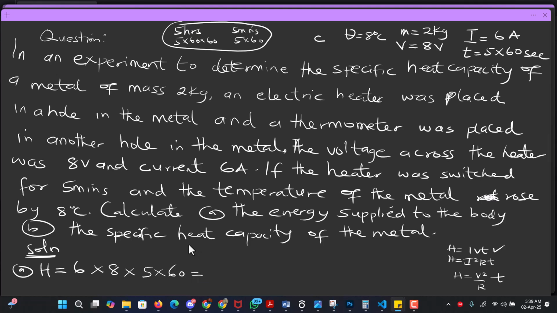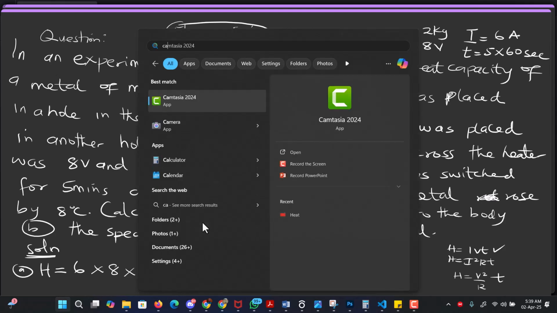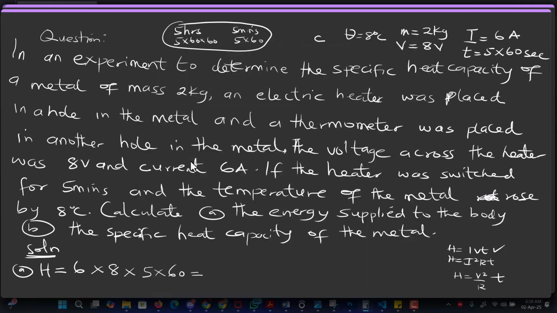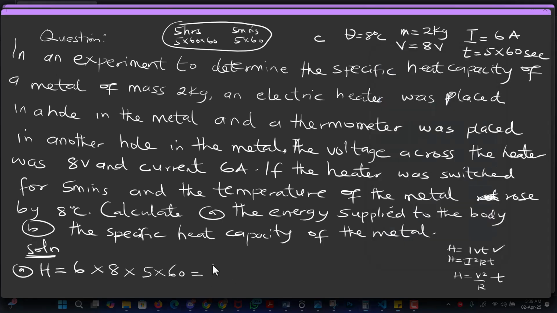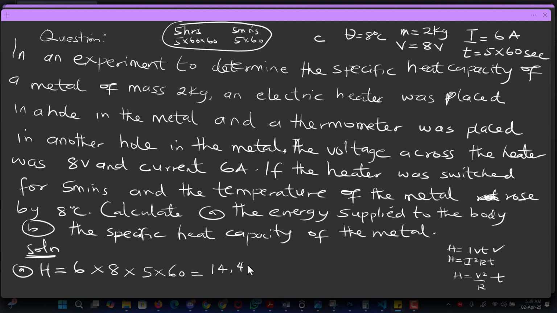Now let me bring up my calculator. All right, this is my calculator coming up. So I'll just say 6 times 8 times 5 times 60 equals, the answer is going to be what? 14,400. So I'm going to have the final answer as 14,400 joules.